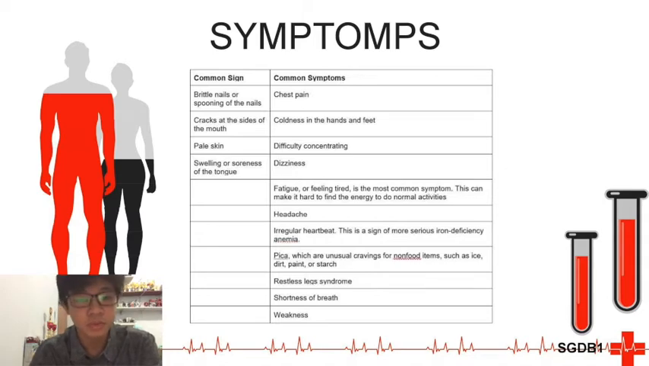The symptoms consist of chest pain, coldness in the hands and feet, difficulty concentrating, dizziness, fatigue, headache, irregular heartbeat, pica, or unusual craving for non-food items such as ice, dirt, paint, or starch. The next one is restless leg syndrome, shortness of breath, and the last one is weakness. Thank you.